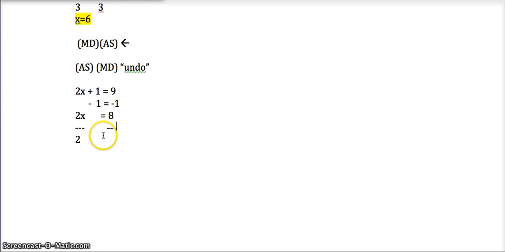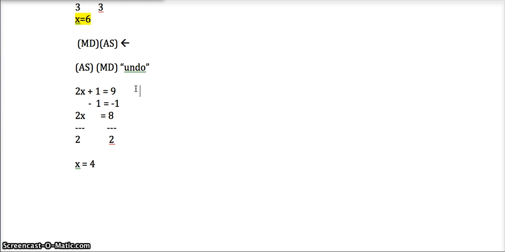And what is 8 divided by 2? Think of it in your brain if you don't already know. You should get that x equals 4. Now, the awesome thing about these equations, just like any other equation you are working with, is you can always take your answer and plug it back into this first problem to see if you got it right.